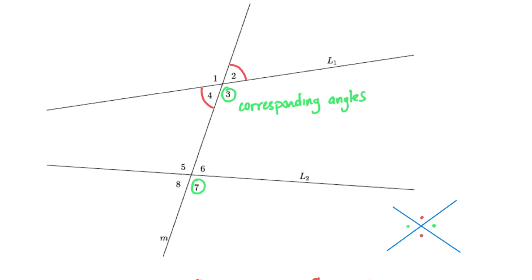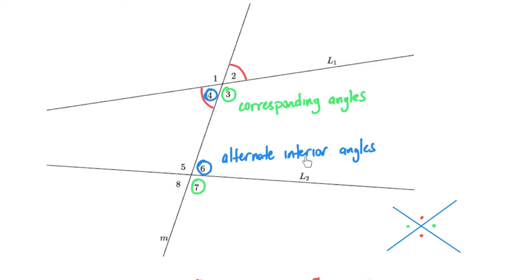Now we've got two other angle pairs to deal with here as well. We also have angle 4 and angle 6. Those are what we call alternate interior angles. And the name gives you actually a lot of information. They're alternate because each is on one side of this transversal. They're not on the same side of the transversal. One is on one side and one is on the other.